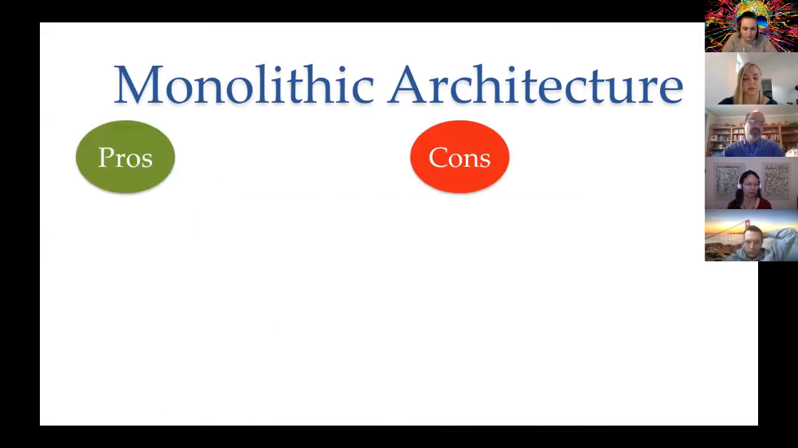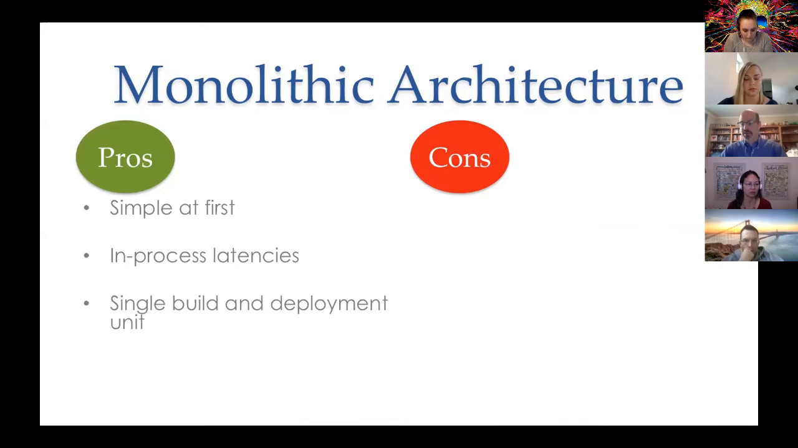So as with every architecture, there are trade-offs. And so we have pros to this and also some cons. So pros of the monolithic architecture is it's really simple at first. It's simple for us to get started. All the latencies within our application are all in process, so it's really fast for us to call from one part of the application to another. It's typically a single build unit, single deployment unit. And rather than building things with tens or hundreds of individual services, it's actually very resource efficient at small scale.